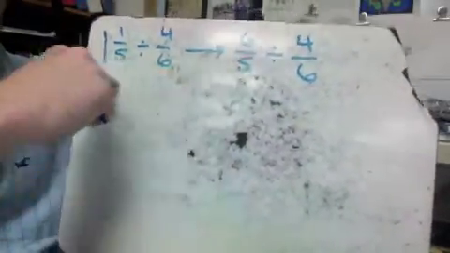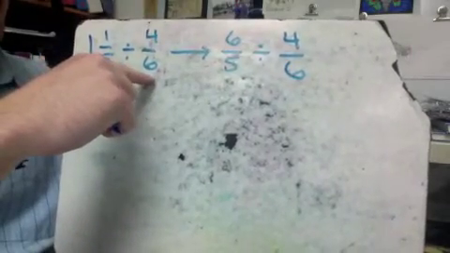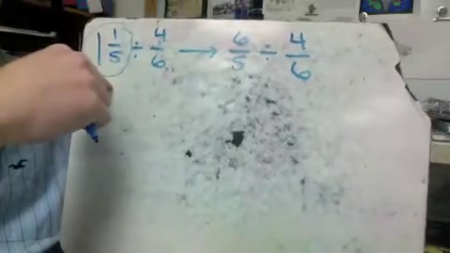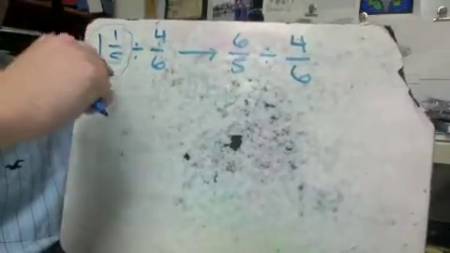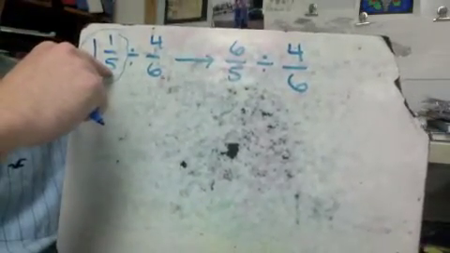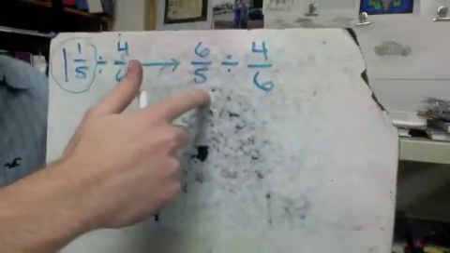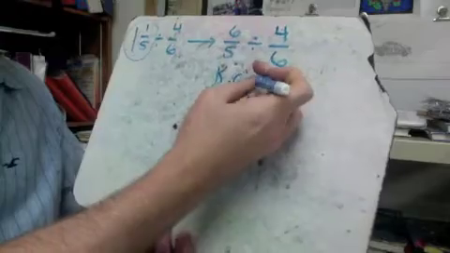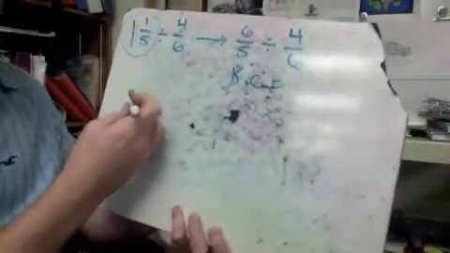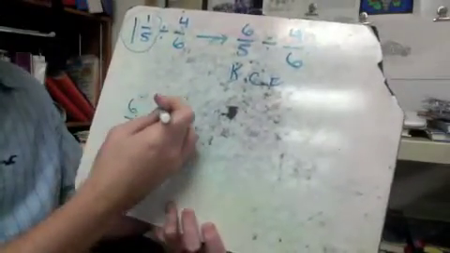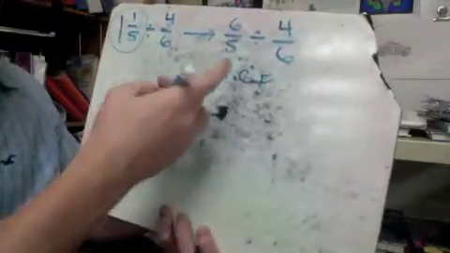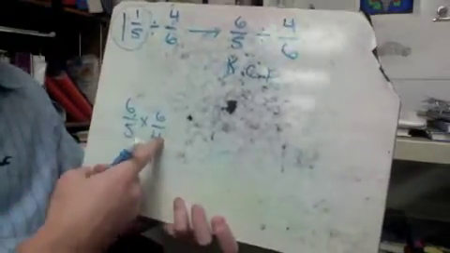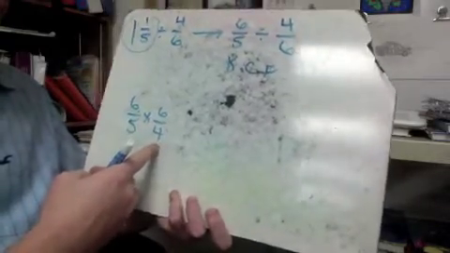Alright, I've got 1 1/5 divided by 4/6. This was the problem, so I had to change this to an improper fraction. So we have a top and a bottom here. 1 times 5 is 5 plus 1 is 6. 6/5. Okay. Now we can do the keep it, change it, flip it. 6/5. Change the sign to times. Flip around the 4/6. So now the reciprocal is 6/4.